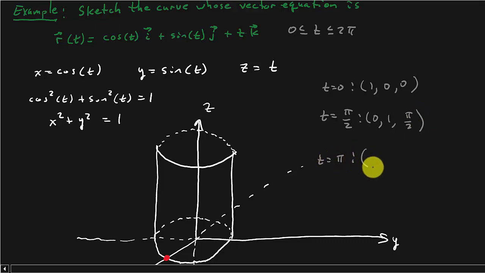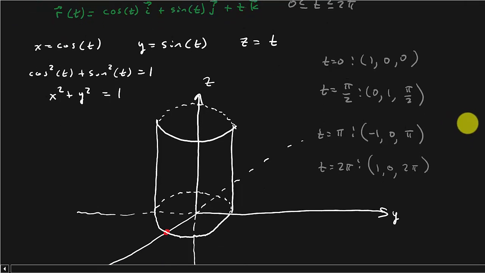All right, and then we can go with t equals pi. And so if I plug in pi, I'm going to get -1, 0, pi, right? The cosine of pi is -1, the sine of pi is 0, and then plug the pi in for t. And I could plug in 3 pi over 2, and let's just go to 2 pi. I think this will be enough to give us an idea of what it looks like. So the cosine of 2 pi is 1, the sine of 2 pi is 0, and then plug the 2 pi in for t right here.